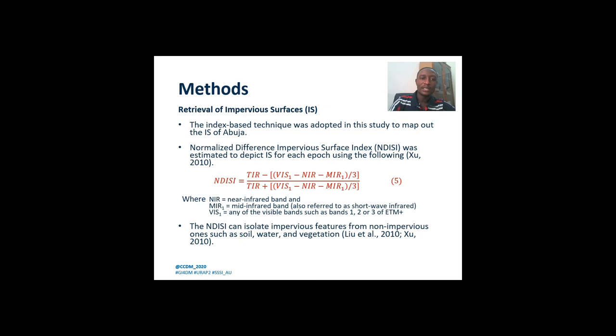Then the impervious surfaces were extracted. The index-based technique was used in this study to map out the impervious surface of Abuja. A normalized difference impervious surface index was estimated to depict each epoch using this equation. And this index can isolate impervious surfaces from non-impervious surfaces, such as soil, water, and vegetation.